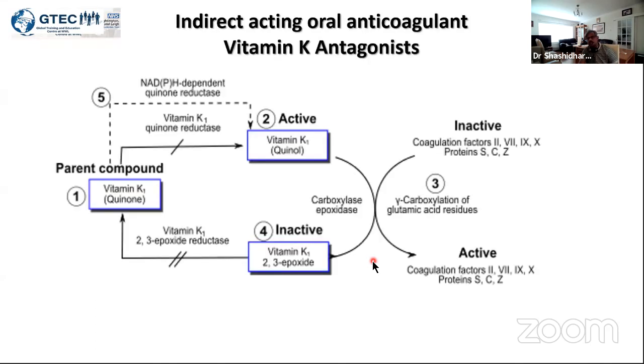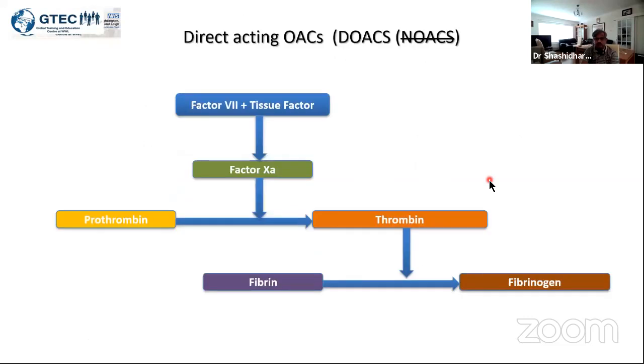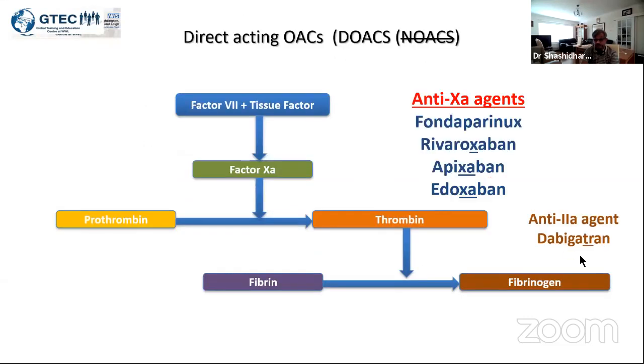So vitamin K antagonists: we talked about warfarin. The other one is Sintrom, which I already mentioned. I'm not going into the detail of that, but the vitamin K antagonists inactivate vitamin K dependent clotting factors. That's the important thing to know. You also have dabigatran, a thrombin inhibitor. Anything with an 'xa' in the name, except fondaparinux, are factor Xa inhibitors.